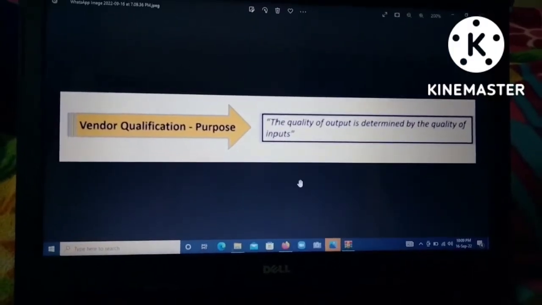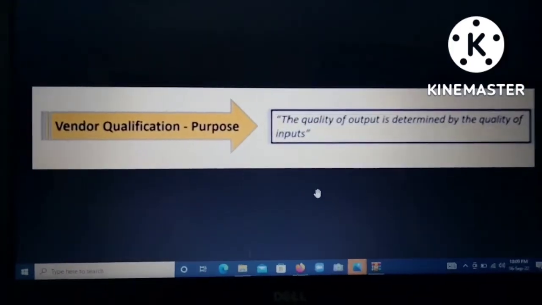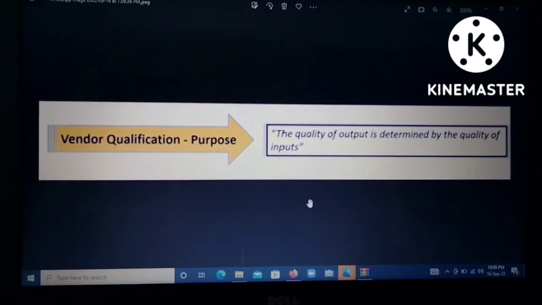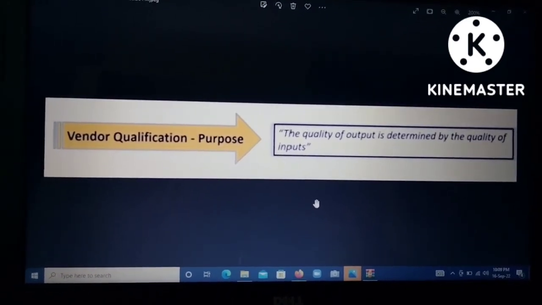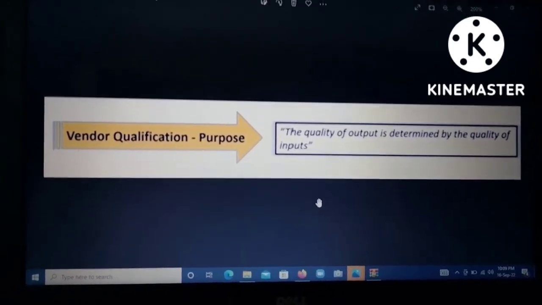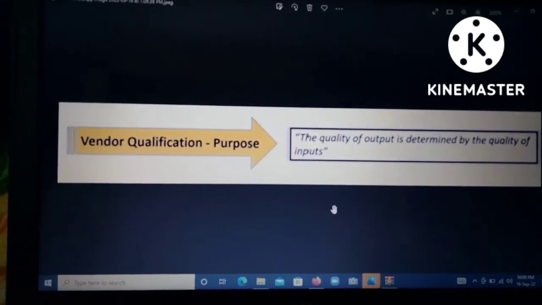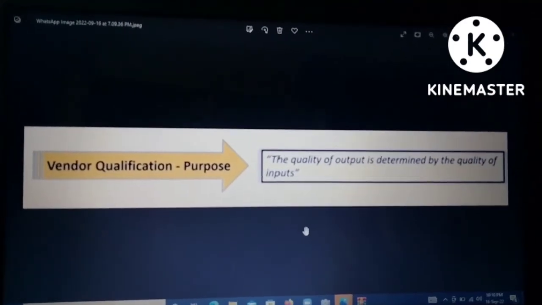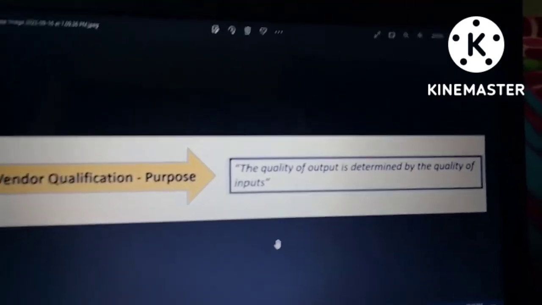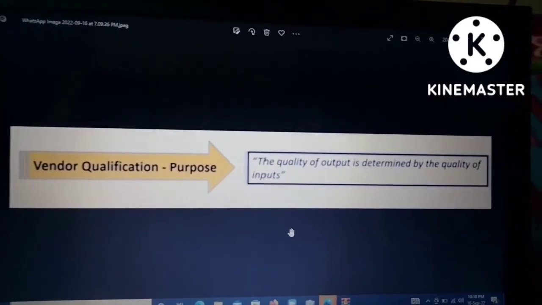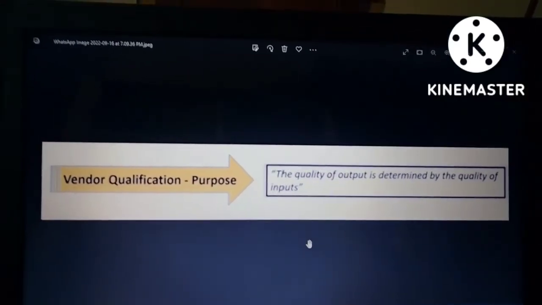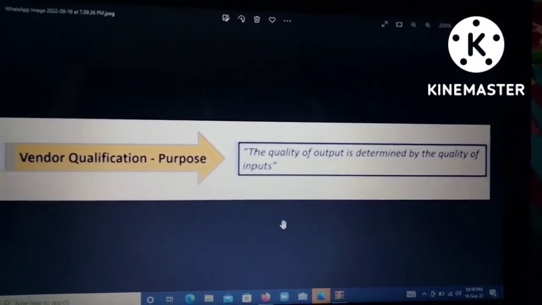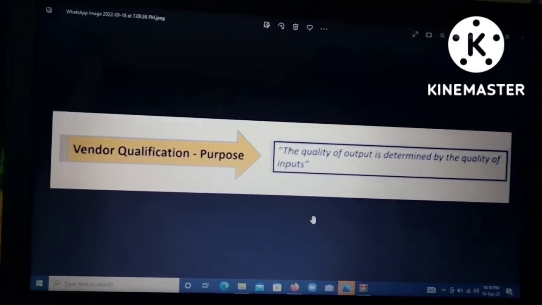Now we will see what is the purpose of the vendor qualification. That means why we need to perform the vendor qualification. The quality of the output is determined by the quality of the input. That means here input is the material which is received from the vendor, and the output is what we produce after usage of the materials received from the vendor. By using that material we will manufacture the product, that is the output. So the quality of the manufactured product is determined by the quality of the input material, that is the vendor material which is received by us.